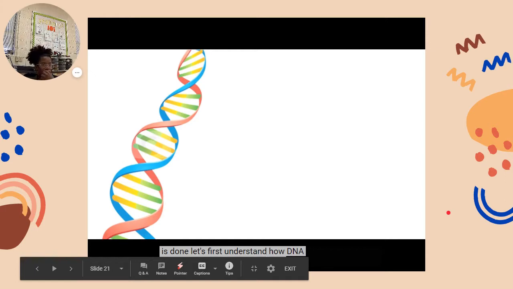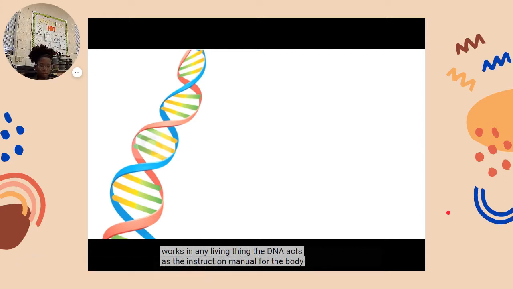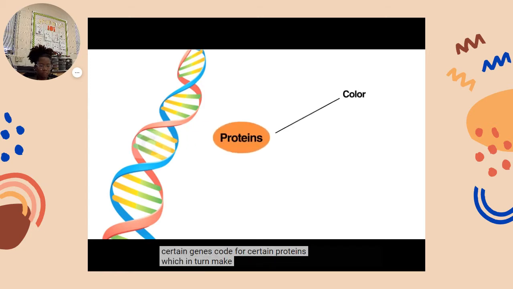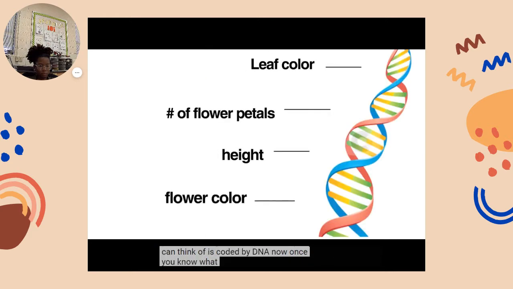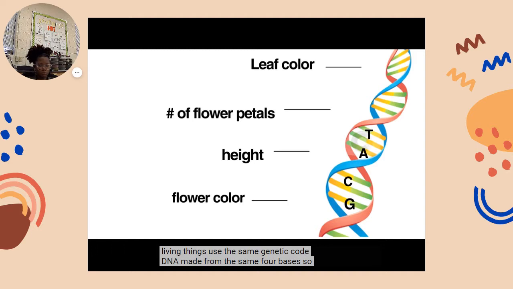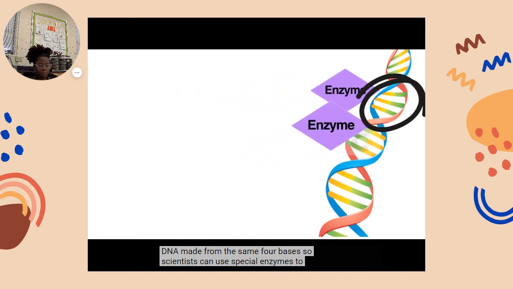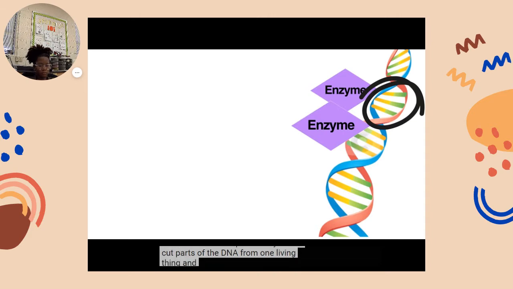In any living thing, the DNA acts as the instruction manual for the body. Certain genes code for certain proteins, which in turn make up all the different parts of the organism. Any trait that you can think of is coded by DNA. Now, once you know what codes for what, you can use genetic engineering to essentially edit the parts you want, to some extent. All living things use the same genetic code, DNA, made from the same 4 bases, so scientists can use special enzymes to cut parts of the DNA from one living thing and sort of sew them onto the DNA of the target.